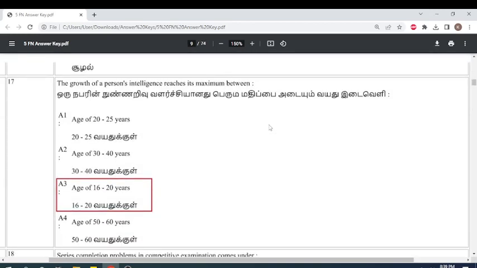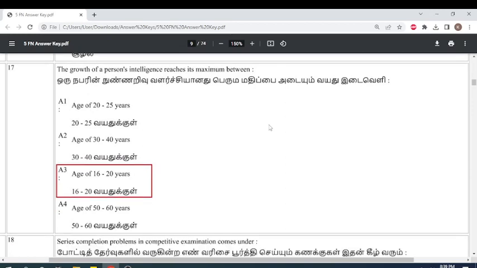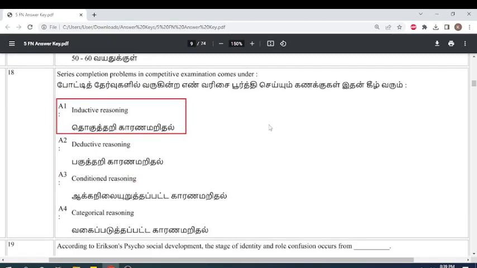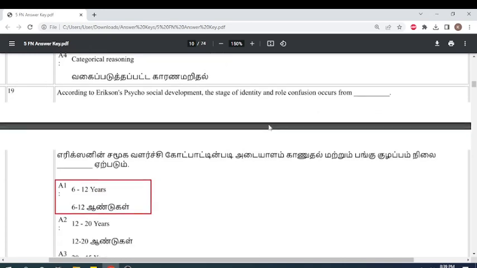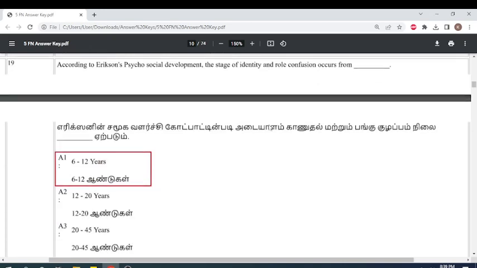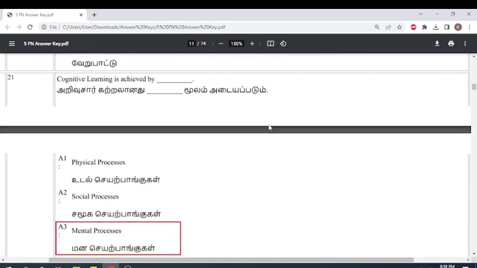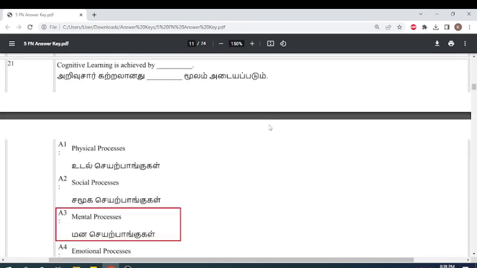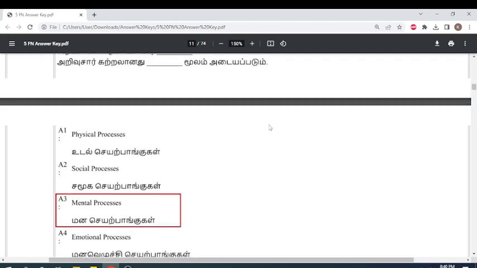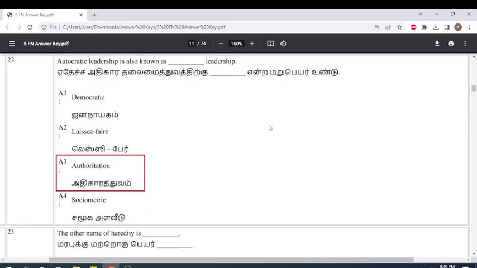17th question answer A3. 18th question answer A1. 19th question answer A1. 20th question answer A2. 21st question answer A3. 22nd question answer A3.